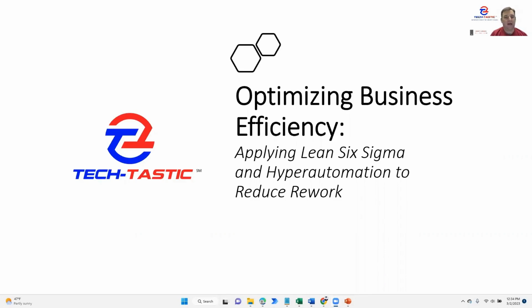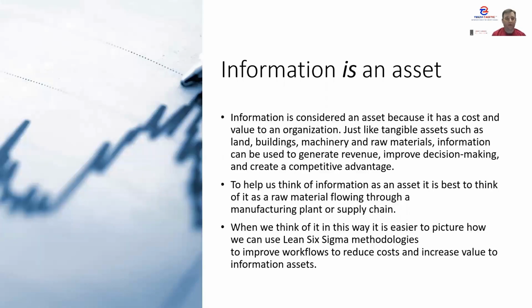Today, we're going to be discussing how applying Lean Six Sigma and hyperautomation can reduce rework in information assets. We're going to briefly go over information assets, why rework is so costly, and things we can do about it. We also have a case study on how we use hyperautomation to reduce rework in a business process. So, quick review from our previous video.